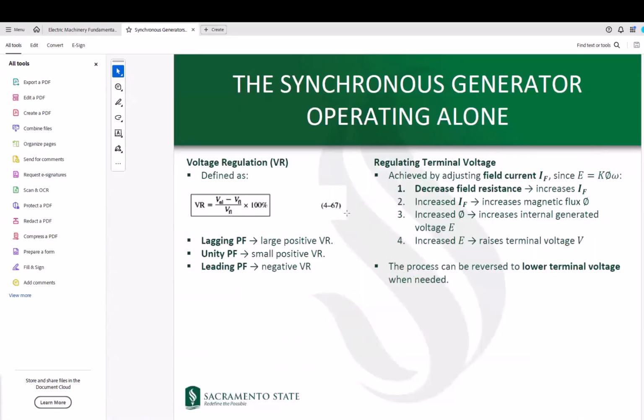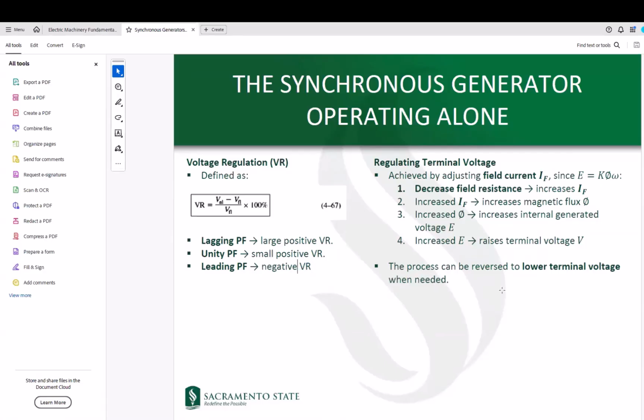All right, now we're going to show this phenomenon through a definition called voltage regulation. Voltage regulation is defined as the no load voltage minus the full load voltage over the full load voltage, times 100 to describe that in percent. Under lagging power factor and unity power factor, usually what we have is a positive voltage regulation. But under leading power factor conditions, we get a negative voltage regulation. So keep that in mind.